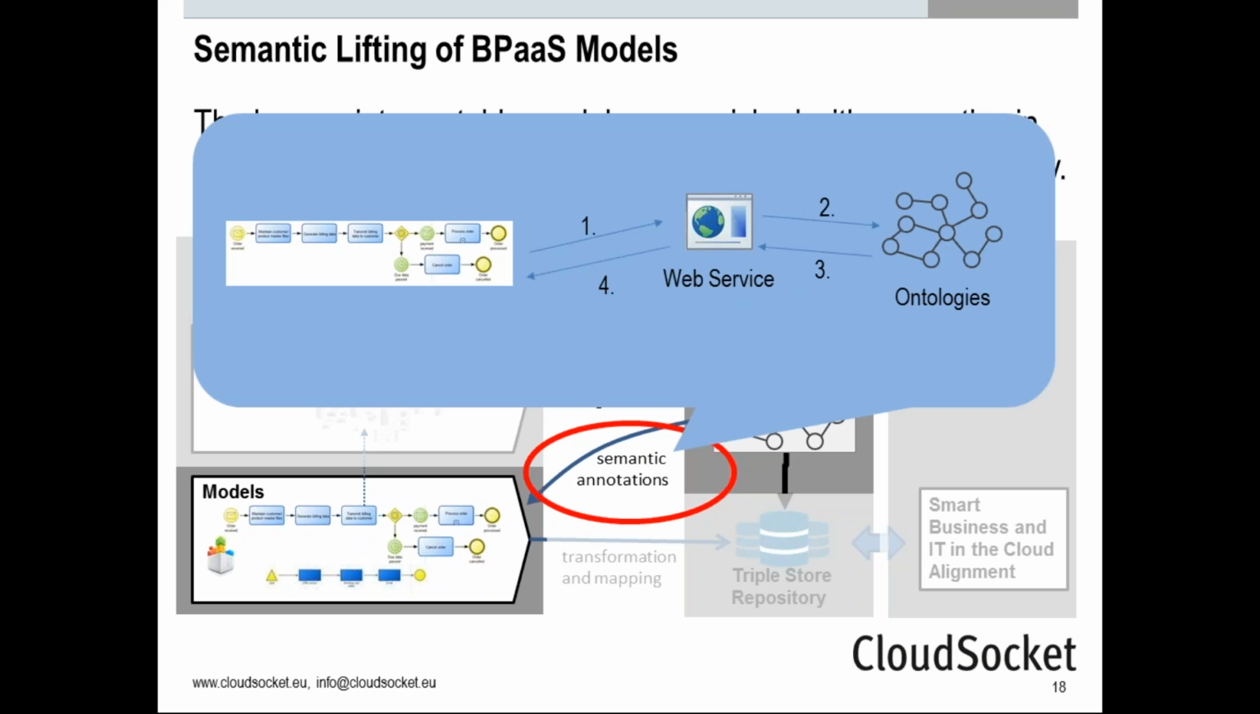To do this, we have the models, and if we, for example, want to add a value for an attribute in the description of a task, then we can call a web service. The web service looks in the ontology for possible values that we can add to this attribute, and then this value is presented to the modeler, and the modeler can select the appropriate value.